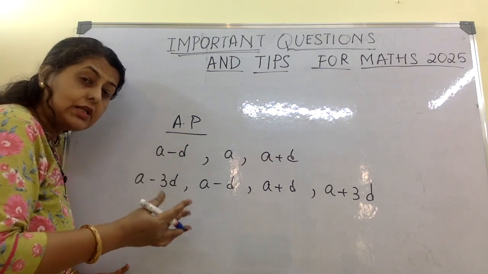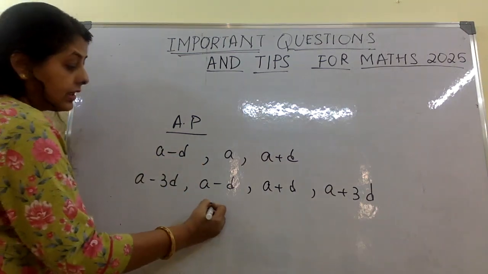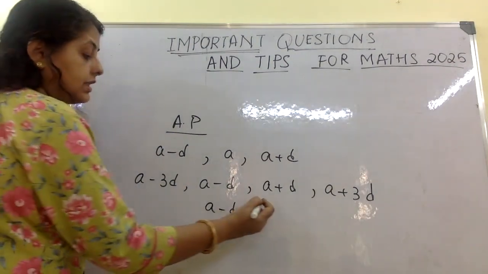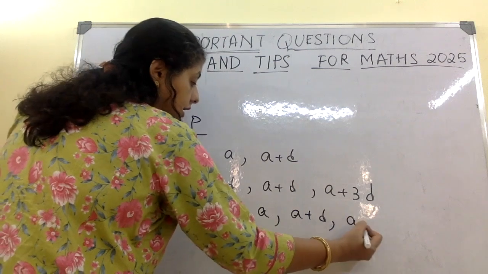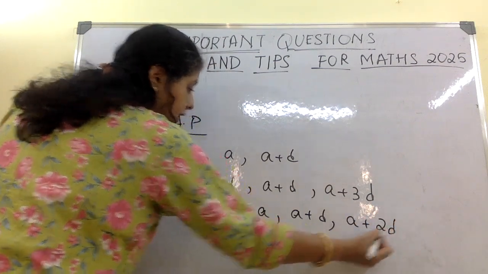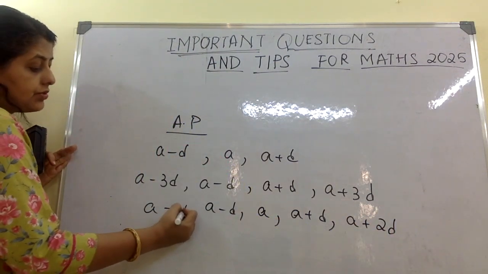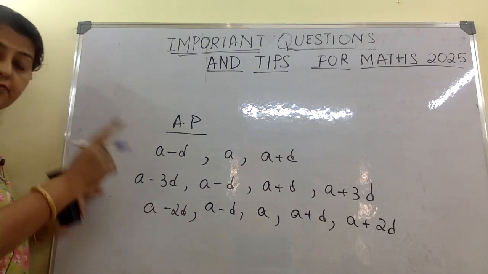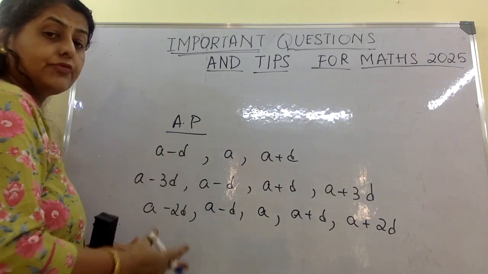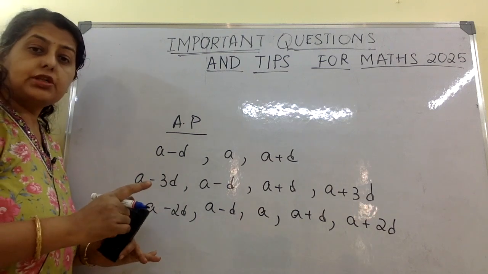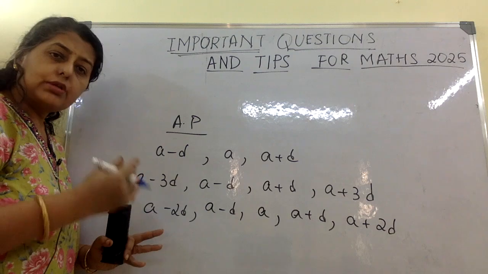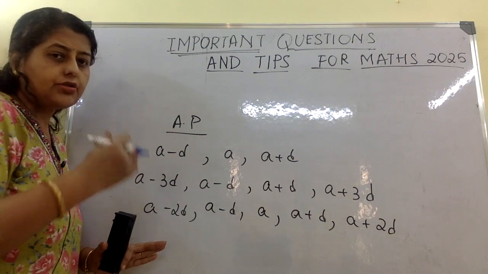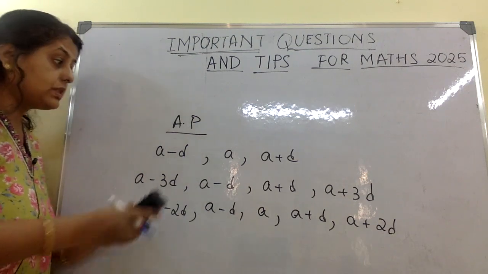What is the next one? You have to take 5 numbers: A minus 2D, A minus D, A, A plus D, and A plus 2D. So this is the method of taking 5 numbers. You will have to follow this pattern. It is given in your textbook also. Generally they don't ask more than 5 numbers, but you will get the pattern for 6 numbers also in your textbook. You can check it. So this was for AP.